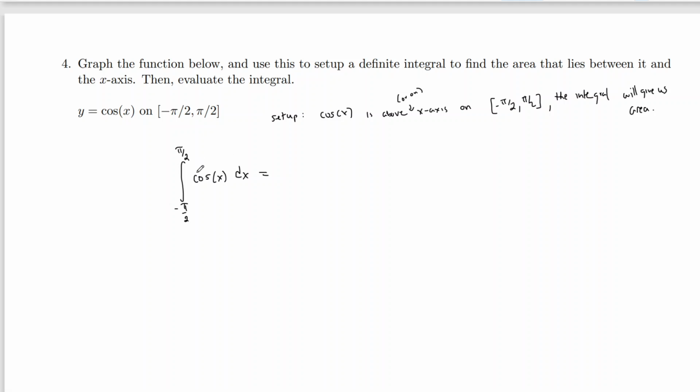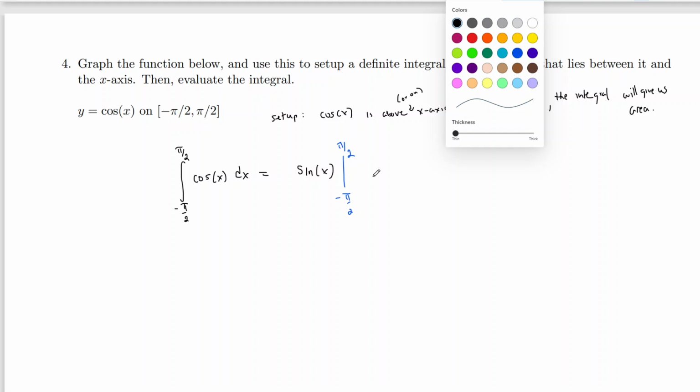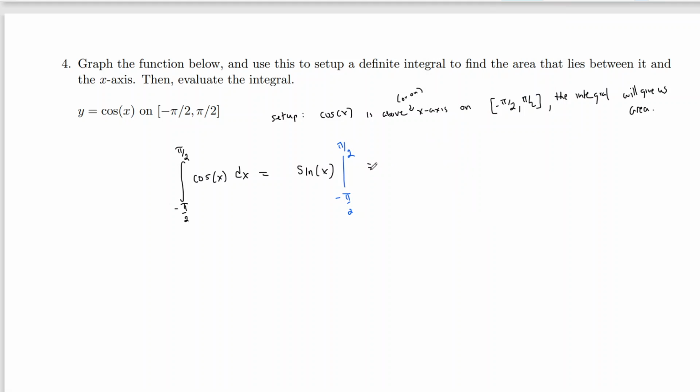Well, what's the antiderivative of cosine of x? That's actually just sine of x. So it's sort of like the last one in that we already have a direct formula for it. We don't have to do anything extra. We definitely need our evaluation bar, the negative pi over 2 to pi over 2. And we go ahead and plug it in, and we plug in the top number. So we get sine of pi over 2 minus, and then plug in the bottom number, sine of negative pi over 2.